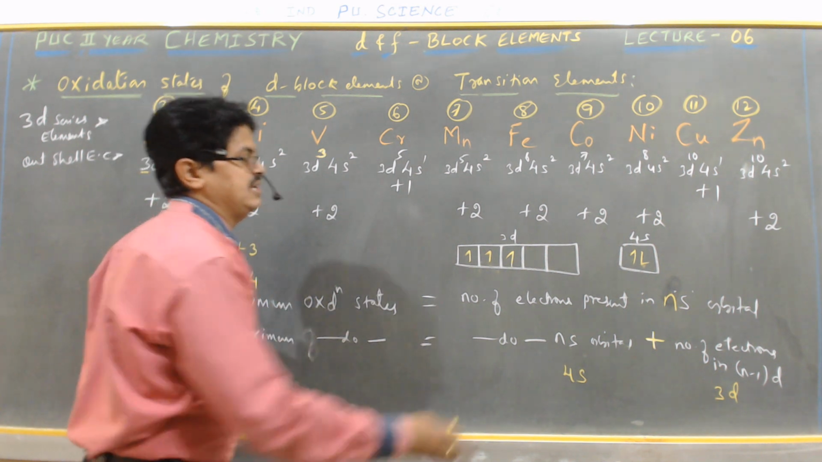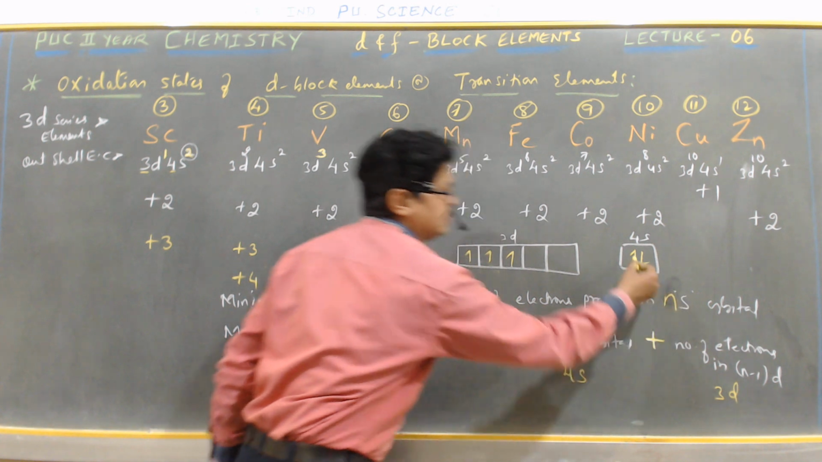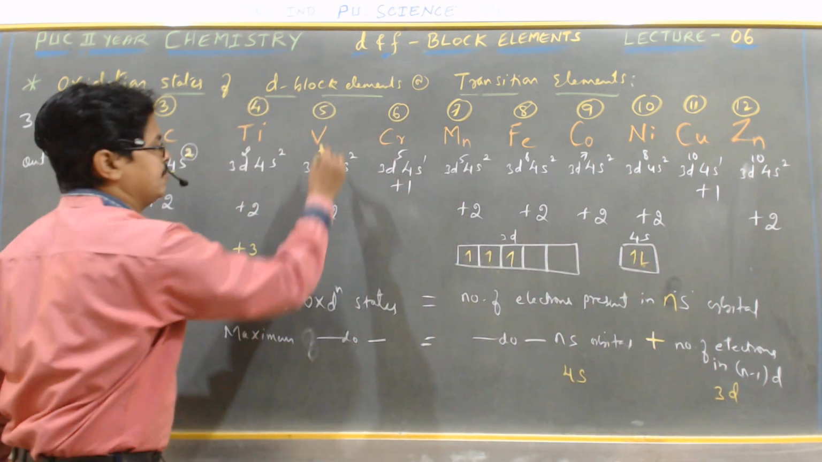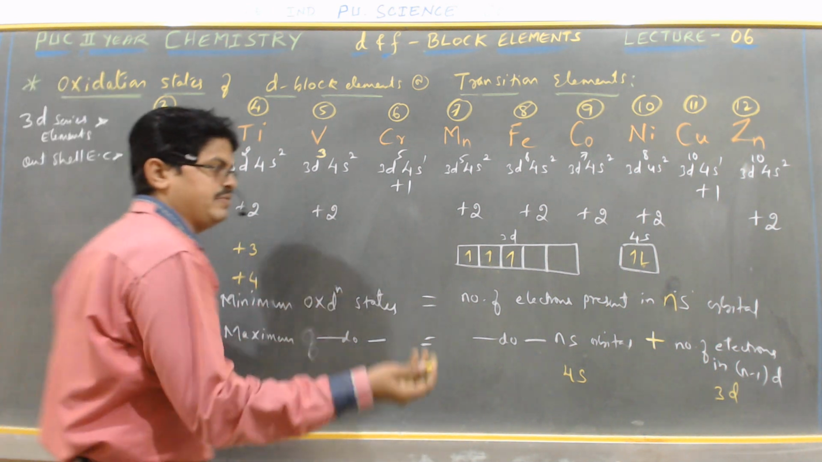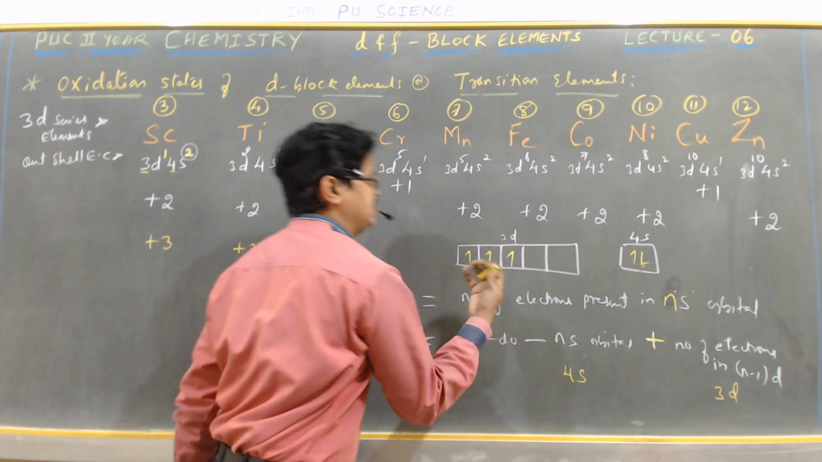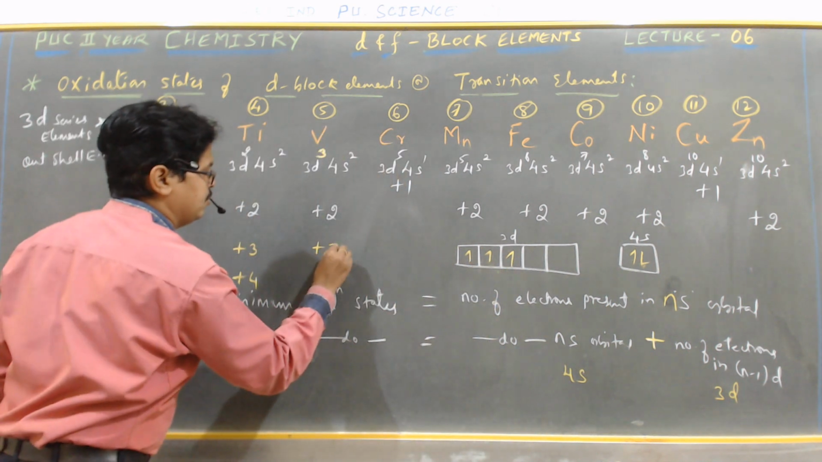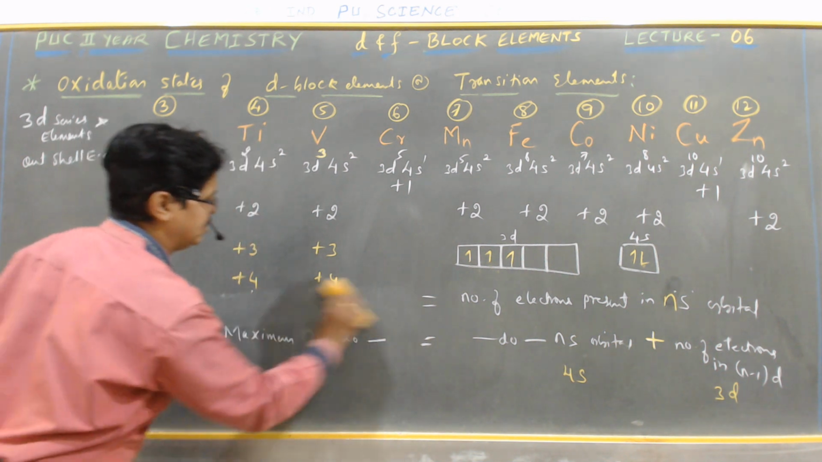The minimum oxidation state, look at the formula, is the number of electrons present in the ns orbital. That is only 2 in the case of vanadium. So plus 2 is the minimum and plus 5 is the maximum. Otherwise, 2 plus 1 is 3, 2 plus 2 is 4, 2 plus 3 is 5. So like that, plus 3, plus 4 and plus 5.